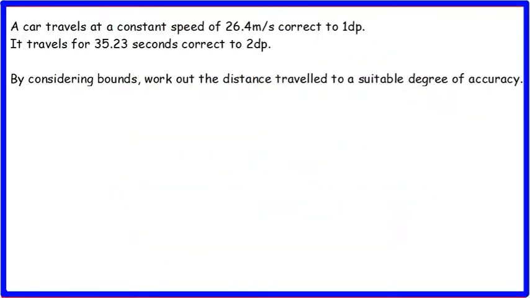Okay, a car travels at a constant speed of 26.4 meters per second, correct to one decimal place. It travels for 35.23 seconds, correct to 2 decimal places. By considering bounds, work out the distance travelled to a suitable degree of accuracy. Okay, well, what I'm going to do is take both of these. So I want to take speed. I'm going to write that down, 26.4 meters per second.